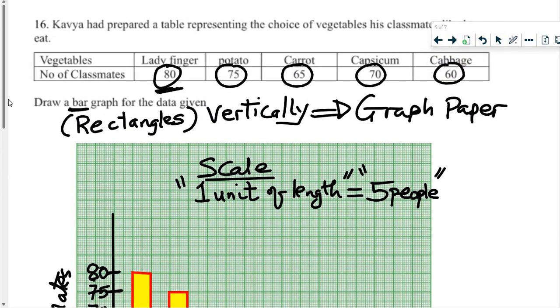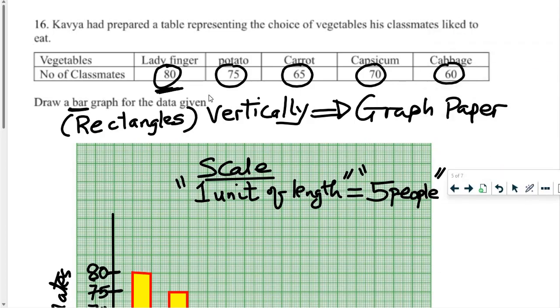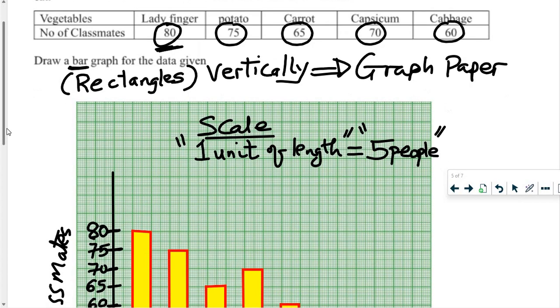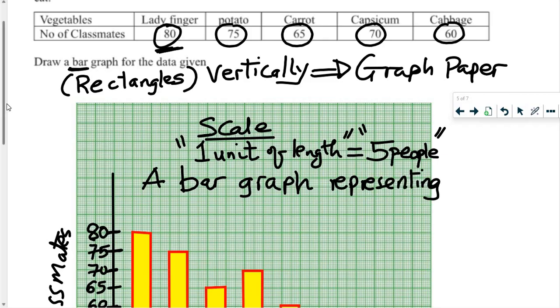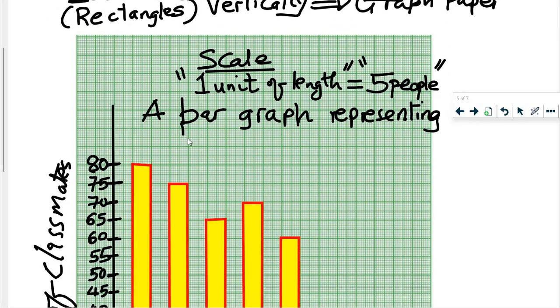And the title of it should be a bar graph representing the choice of vegetables. So here the title of this will be a bar graph representing the choice of vegetables.